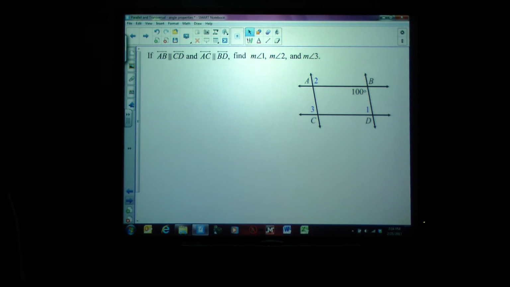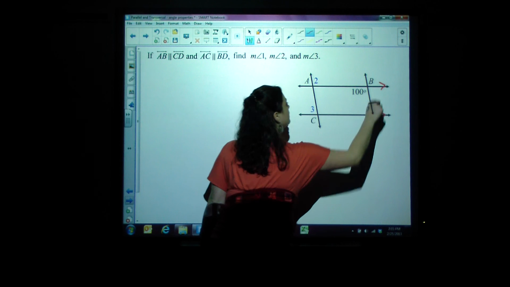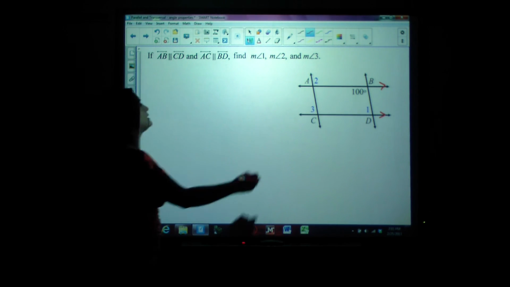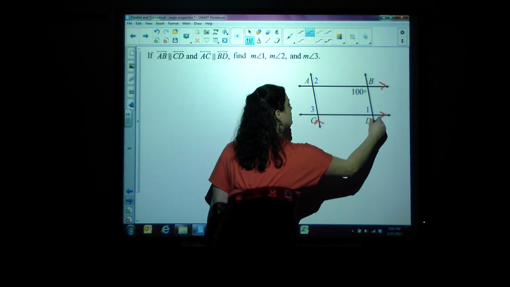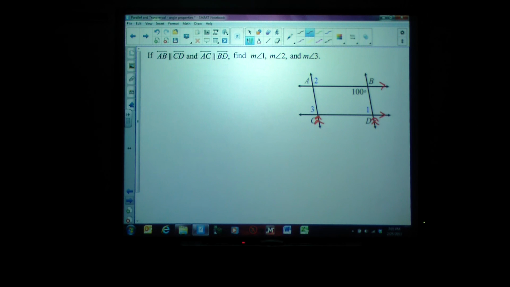Okay, let's keep going. Let's try this again. Let's try to find the measures of three angles given one angle. So we're going to be asked to find the measure of angle 1, measure of angle 2, and the measure of angle 3 when we are given that lines AB and CD are parallel. So AB and CD are parallel. And AC and BD are parallel. So these ones are also parallel to each other. Okay, let's find some angles.